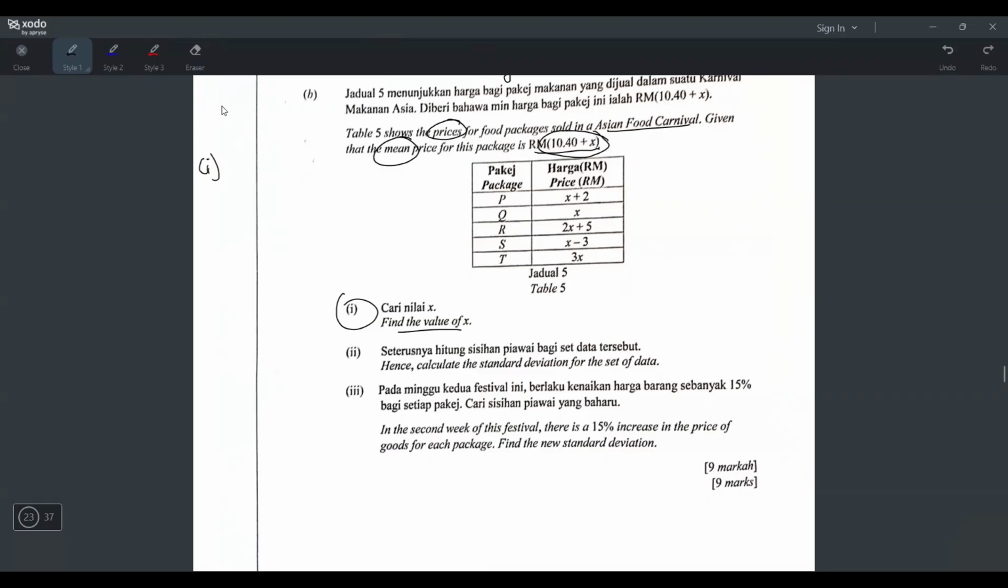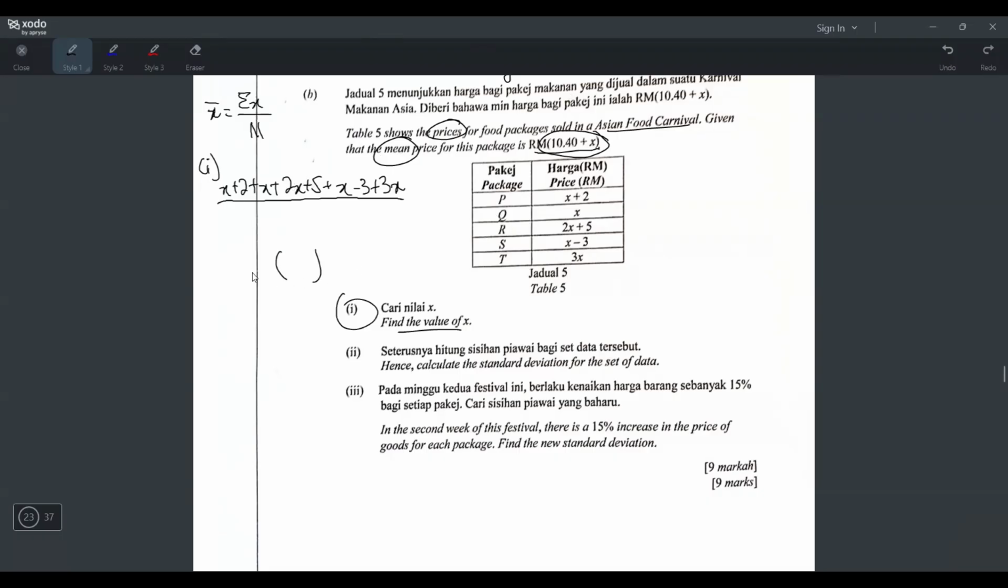So the mean formula, this is the symbol for mean. The formula is you take the sum of x divided by N. If it's ungrouped data, this is how you do it: just take the sum of everything and then divide by N. So for this case it will be the sum of the price of all the packages: x plus 2, plus x, plus 2x plus 5, plus x minus 3, plus 3x. Usually when I teach my own students, I always tell them to open brackets. But for this question you don't have to, because everything is plus together, so even if you put the brackets later, it ends up the same.